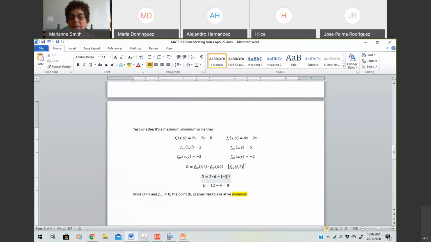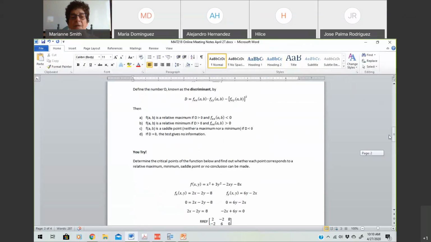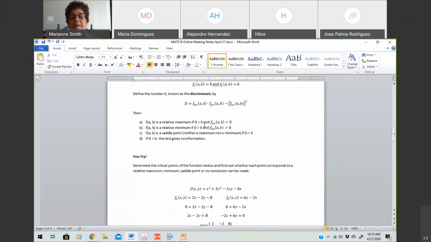So if I square negative 2, I get a positive 4. 2 times 6 is 12. 12 minus 4 is 8. 8 is a positive number. Great. That means our critical point is going to give us a maximum or a minimum. I look at the sign on f sub xx to tell that. A positive second derivative means I have a concave up function, and that means I have a minimum value. Again, I'm just using this rule up here. So D is a positive number, and f sub xx is positive, so I have a relative minimum.